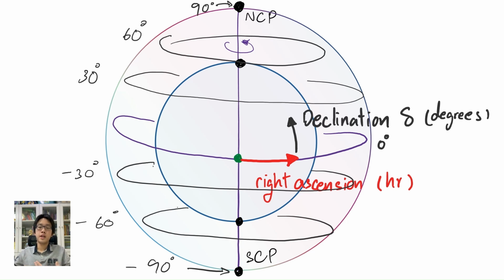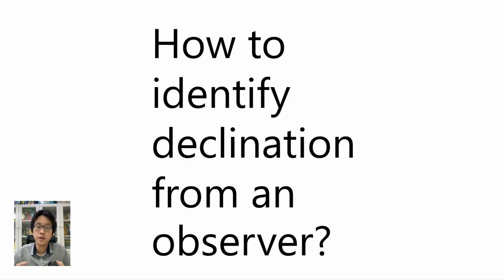You might wonder what the use of these two values is. These two values are used to tell the position of the stars in the sky. You might think it would be hard for us, as observers on the Earth with no instruments to help with measurement, to calculate these values. But actually, to identify the declination as an observer, it's not that hard. So let me tell you something first.